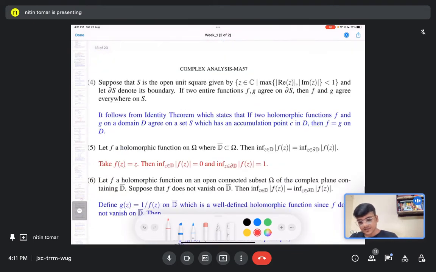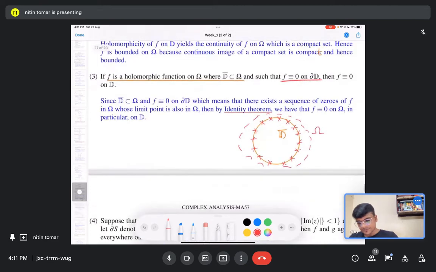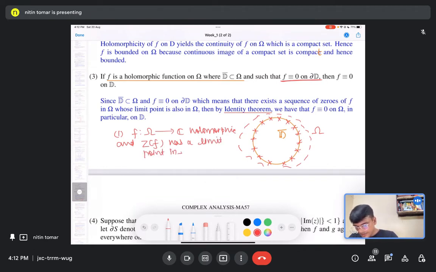The identity theorem says that if f is a holomorphic function on some domain omega, and the zero set of f, Z of f, has a limit point in omega, then f is 0. Which means that if the points on which f is 0 have a limit point in omega, then f has to be 0, no other choice.